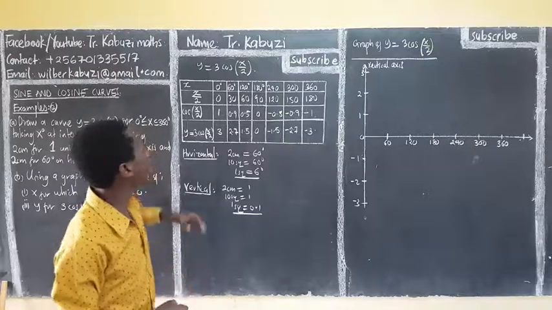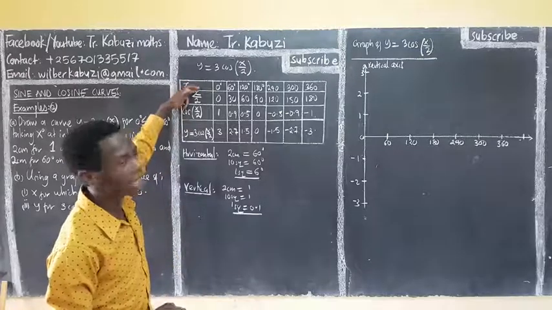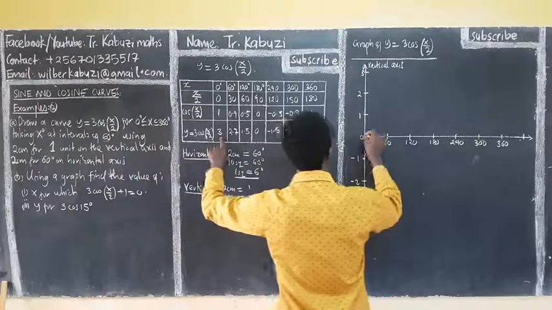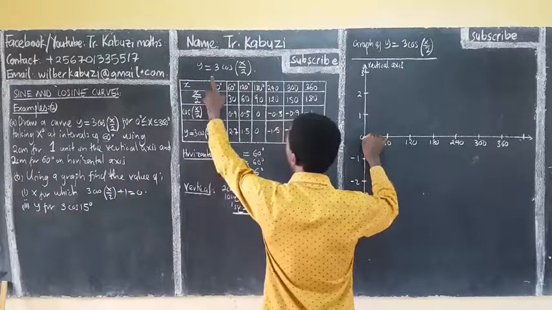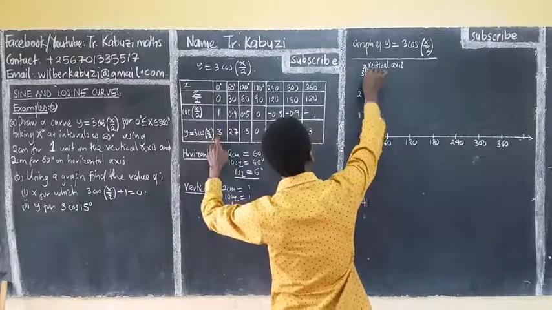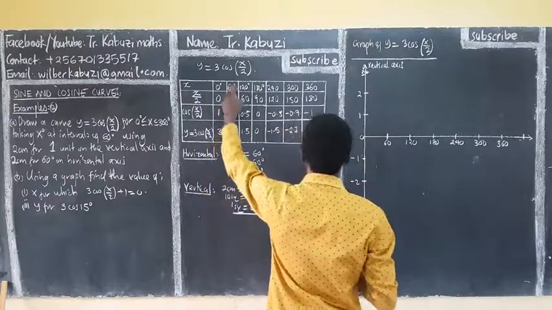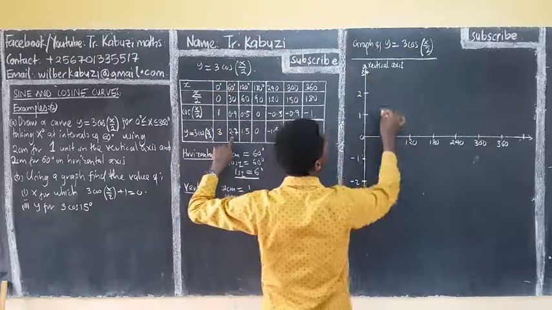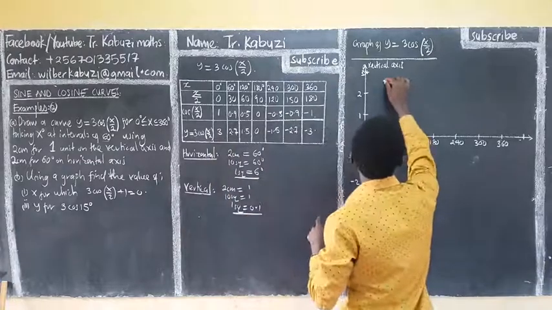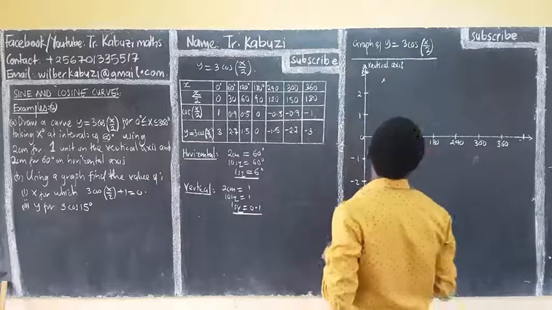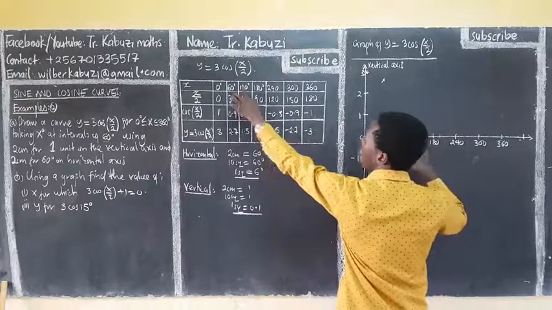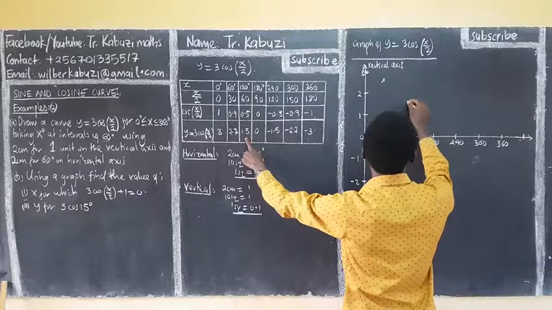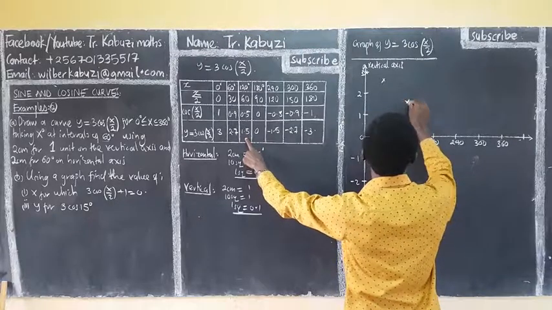Let us now plot y against x. So you get the value of x with the value of y. My x is 0, then y is 3. So this is my first point there. Then the next value is 60, which goes with 2.7. 2.7 is going to be somewhere there. Then I come to 120. 120 goes with 1.5. 1.5 is there.